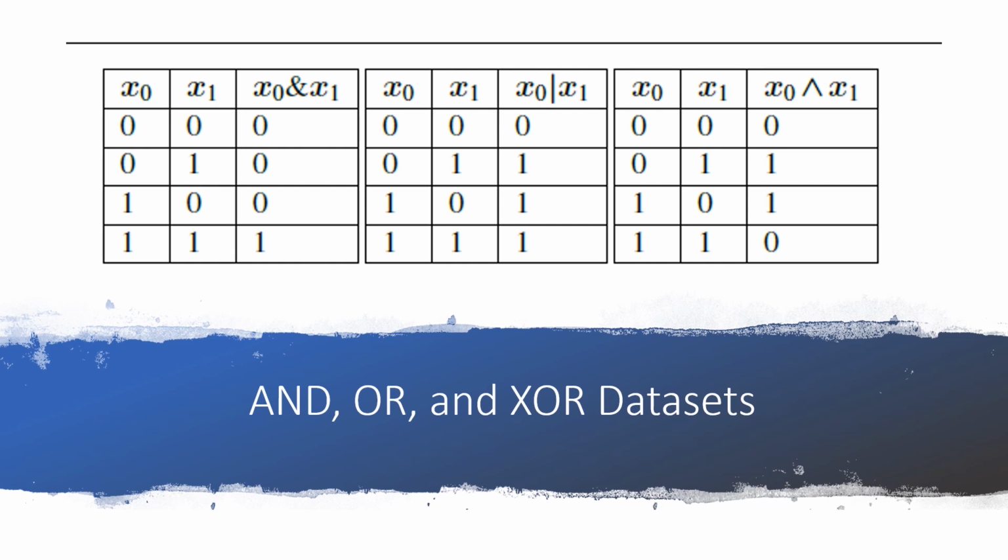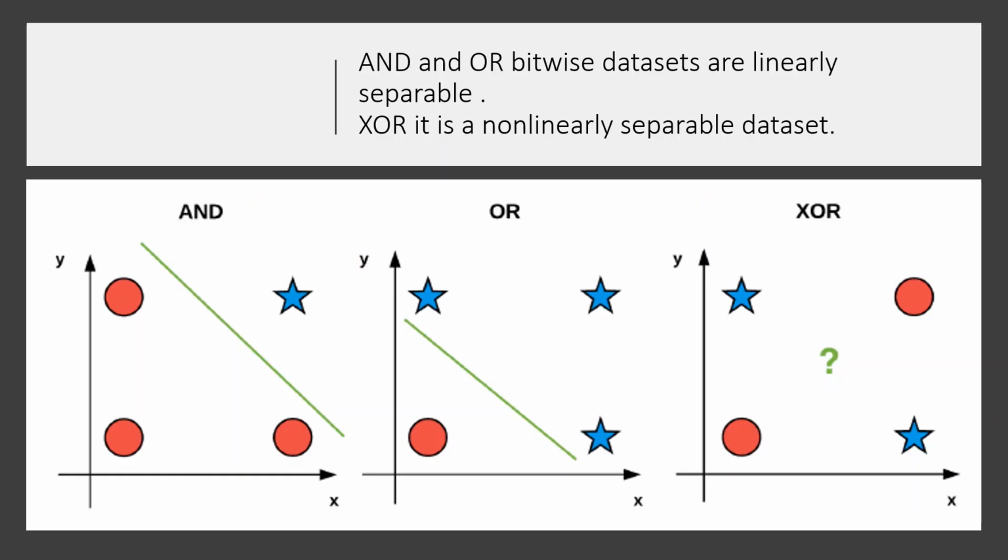If you have taken an introductory level computer science course before, you might already be familiar with bitwise functions. Bitwise operators and associated bitwise datasets accept two input bits and produce a final output bit after applying the operation. As you can see, here are the three datasets, which are AND, OR and XOR. We often use these simple bitwise datasets to test and debug machine learning algorithms.